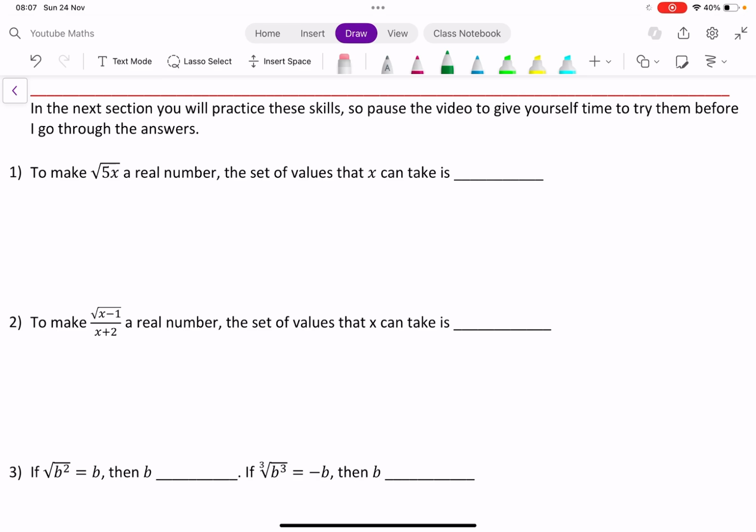To make something a real number, 5x has to be greater than or equal to 0, therefore x has to be greater than or equal to 0.